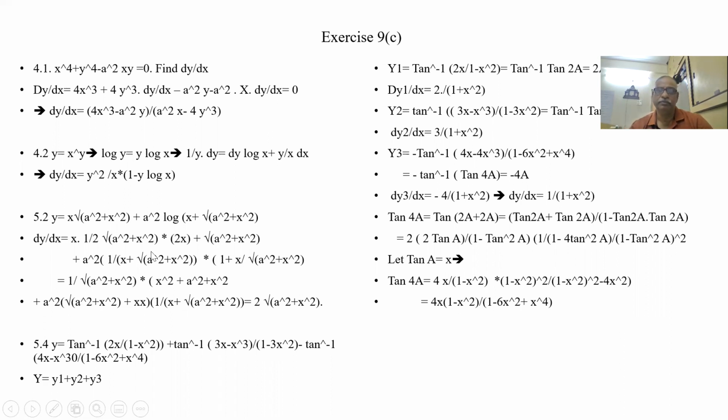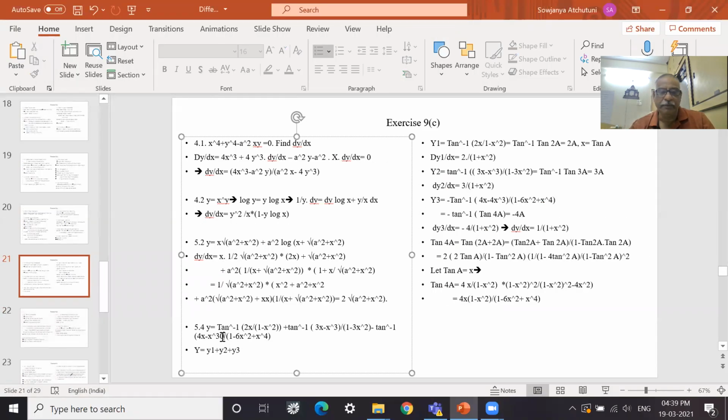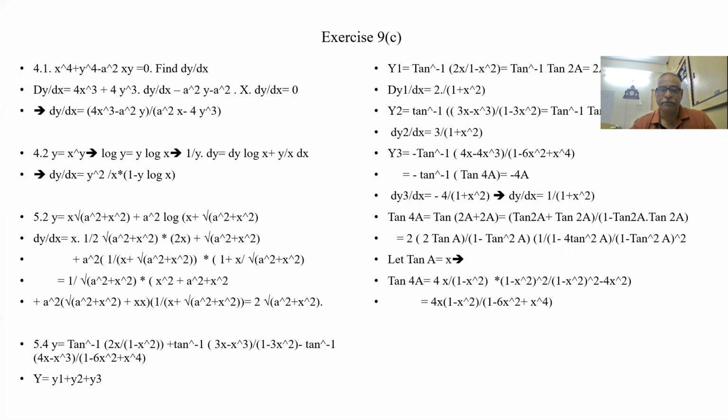Now, y is tan inverse 2x by 1 minus x square, plus tan inverse 3x minus x cubed by 1 minus 3x square, minus tan inverse 4x minus 4x cubed by 1 minus 6x square. So this is the problem. So let us say y is equal to y1 plus y2 plus y3. These are all plus. This is a minus. Okay, y1 plus y2 plus y3.